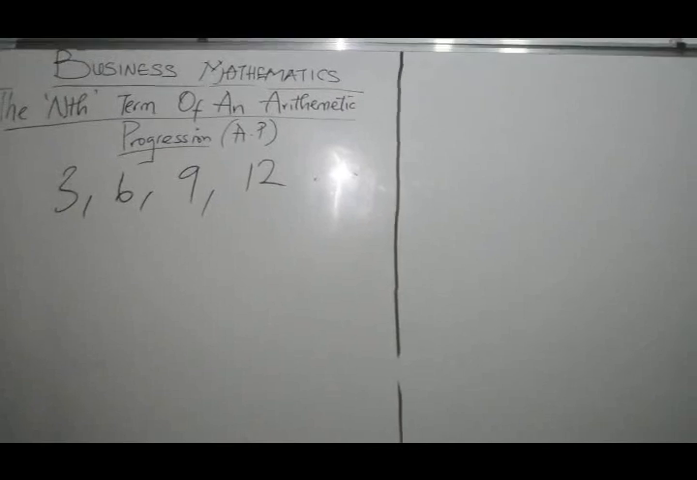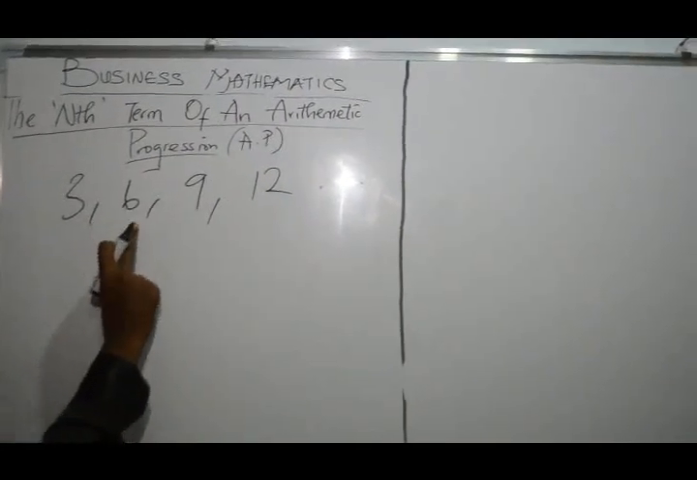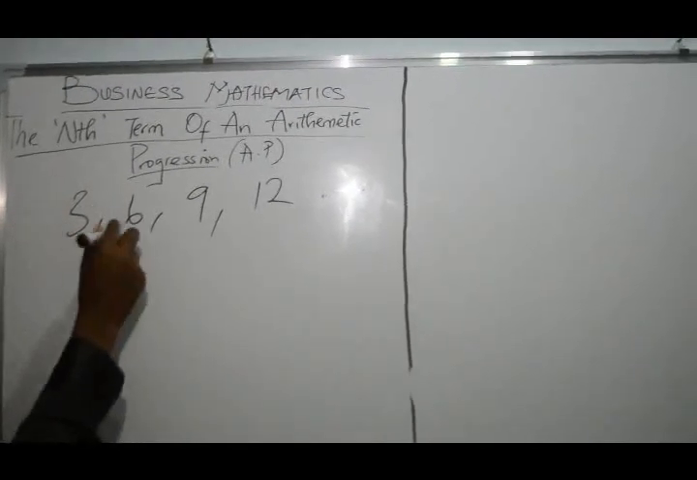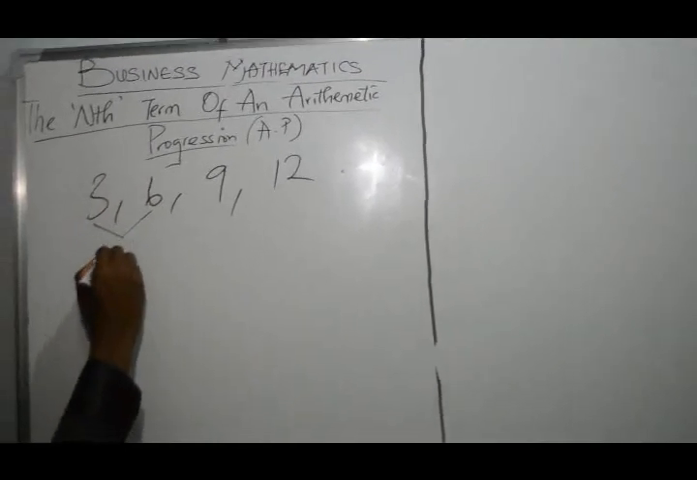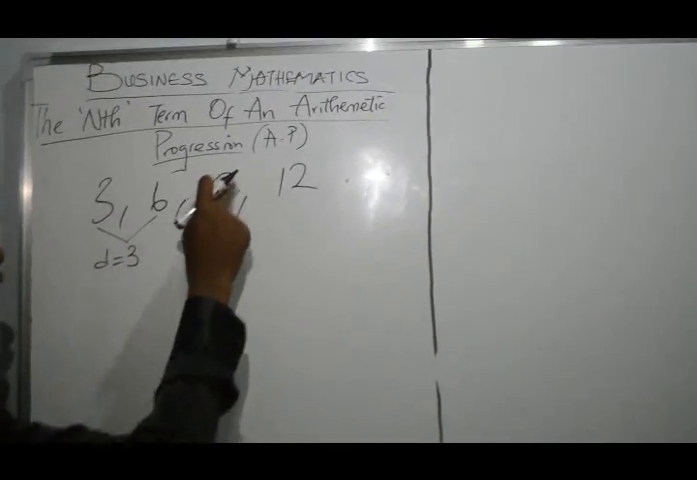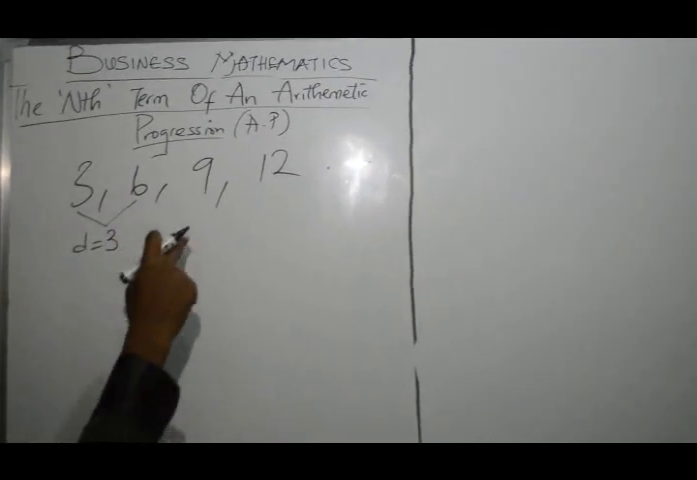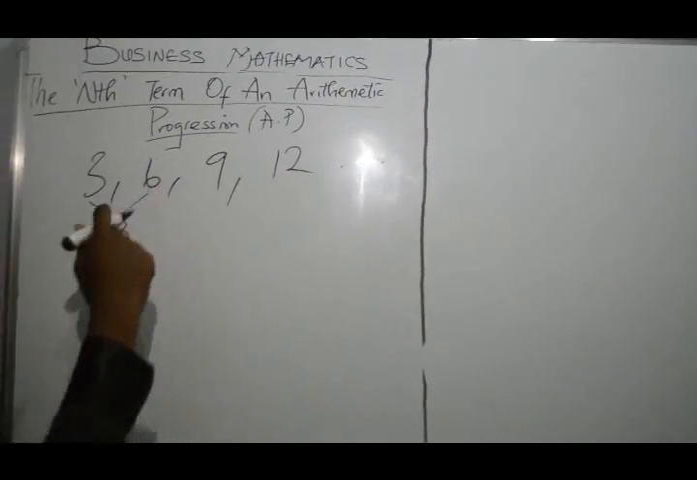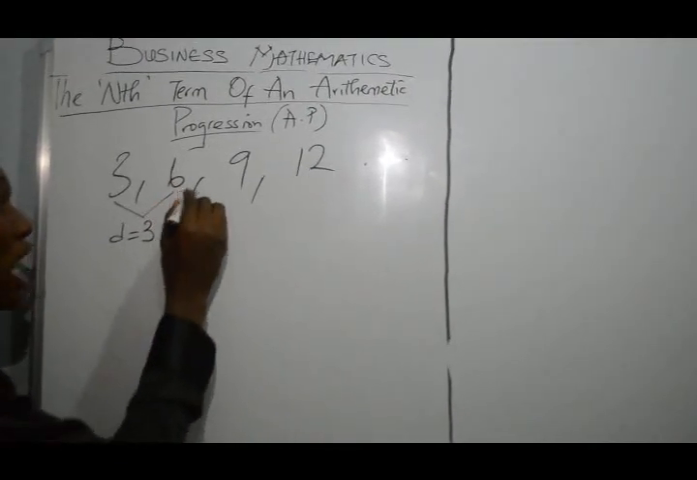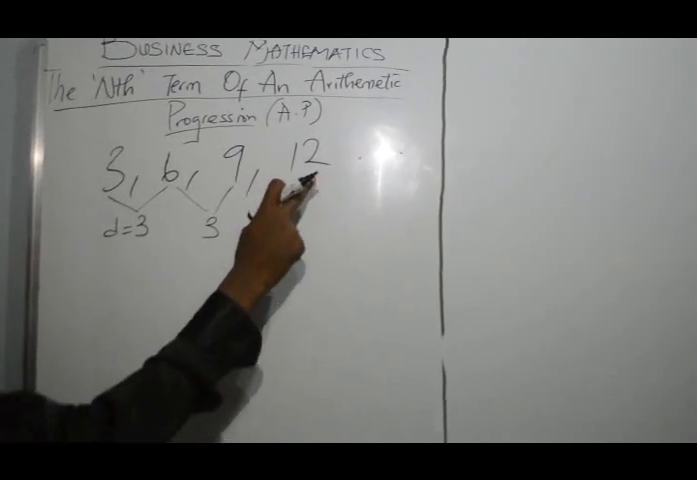Are we together? Now if you look at the board very well, we have 3 and 6. The difference here is 6 minus 3, that is our second term minus our first term. For this case, our difference is equal to 3. Now let's go to our third term. Our third term is 9, our second term is 6. The difference between our third and second term must also be the same. Now 9 minus 6, we have what? 3, for difference.